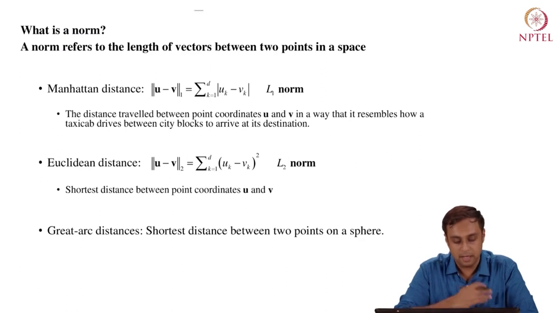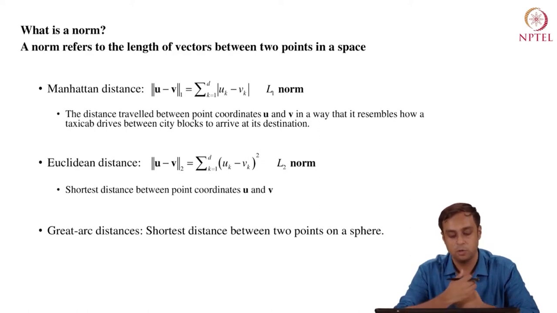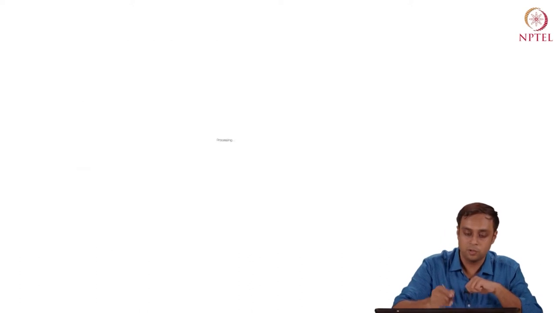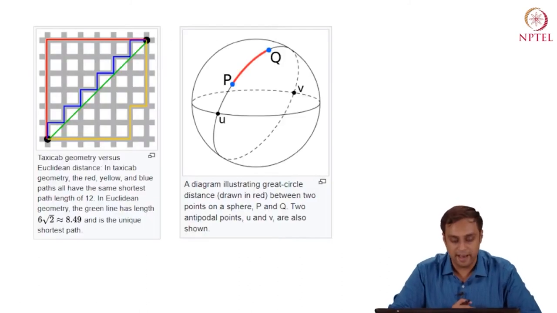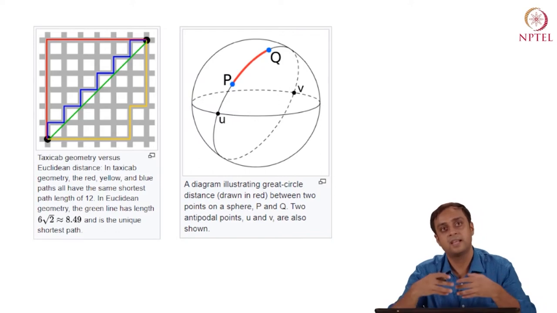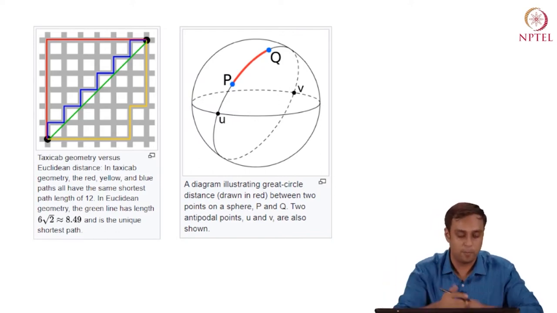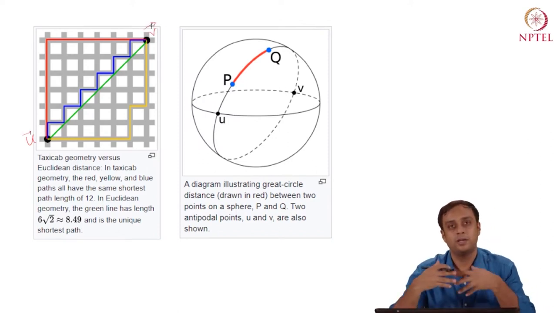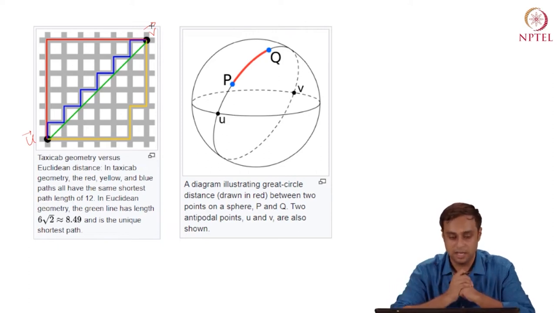The Manhattan distance is the distance traveled between point coordinates u and v in a way that resembles how a taxi cab would drive between city blocks to arrive at its destination, starting from point u to point v. So let's go back and visualize this. On your screens on the left, you have a picture which shows you a red line, a blue line, and a yellow line, all of which are alternative routes that a taxi cab would take between city blocks to arrive from point u to point v. So that is what Manhattan distance really is able to calculate.